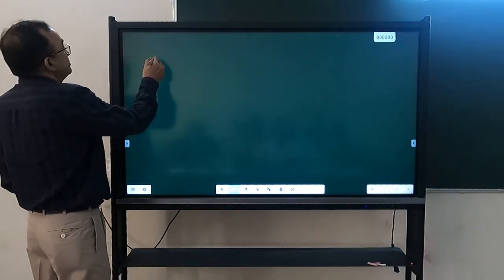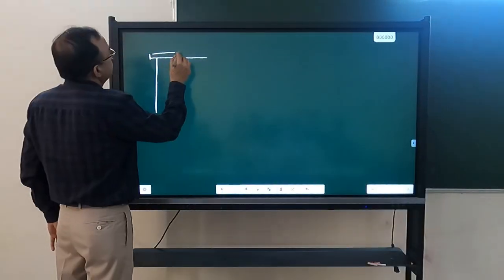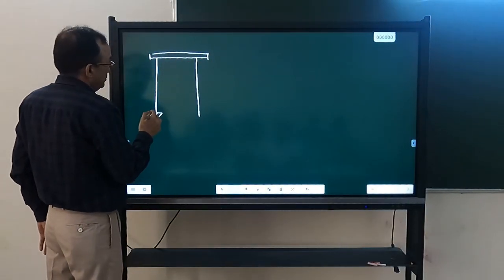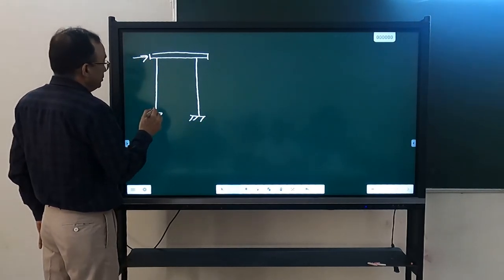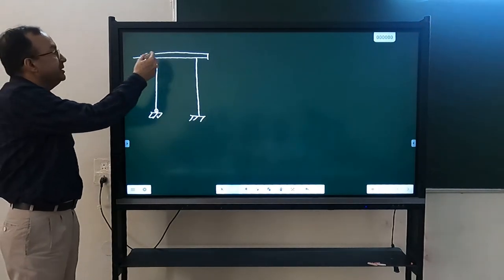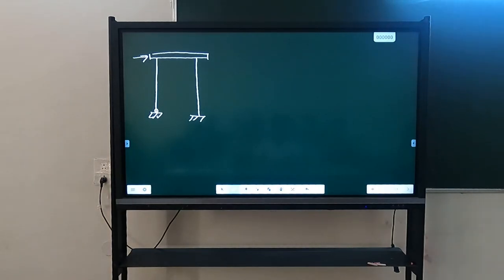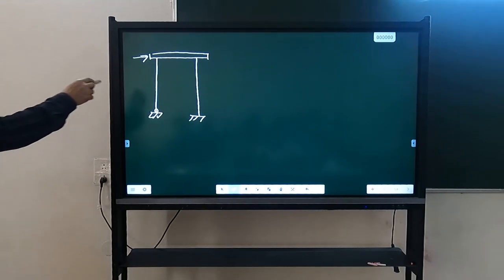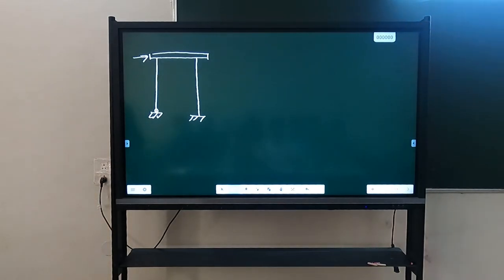For example, let us take that simple case. Suppose yielding takes place. So yielding has taken place, but it has not become a mechanism. Mechanism will be when a sufficient number of plastic hinges are formed in the structure. So when yielding takes place at a sufficient number of points in a sufficient number of members, then it will become a mechanism. Till then, it may have developed hinges. Some of the members might have yielded, but still it can continue to resist more load, additional load.